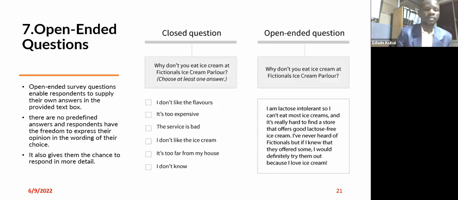Number 7, open-ended questions. Open-ended survey questions enable respondents to supply their own answers in the text box provided. So they write their own answers. There are no predefined answers, and the respondents have the freedom to express their opinion in the wording of their choice. It also gives them a chance to respond in more detail.